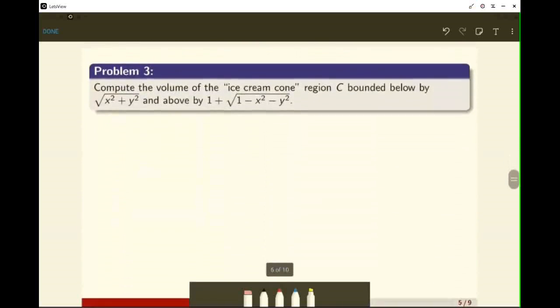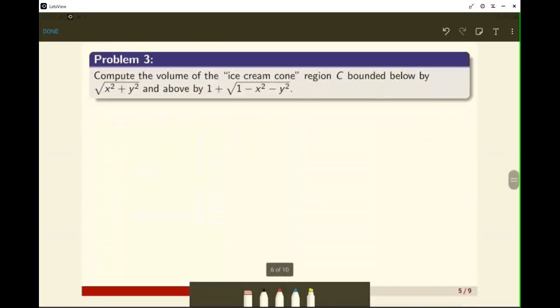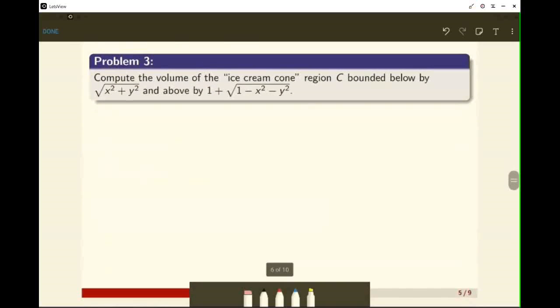And so a problem here is to compute the volume of this region that's bounded below by what we can recognize as the radius itself, and bounded above by this expression that we can see is going to be 1 plus sort of hemisphere of radius 1.